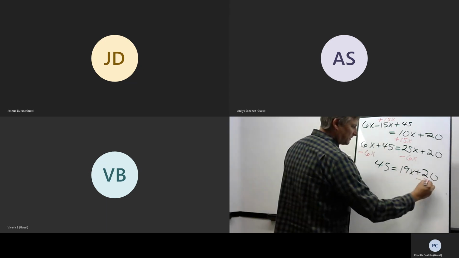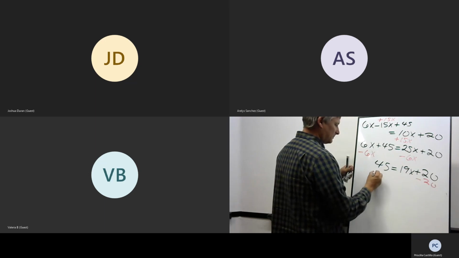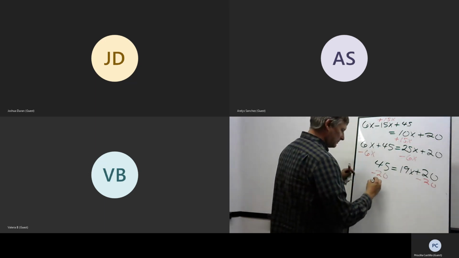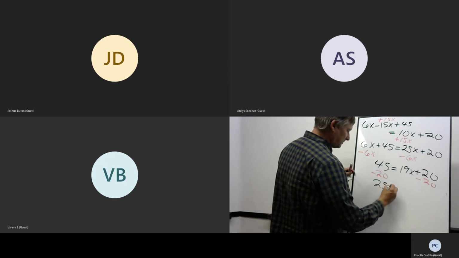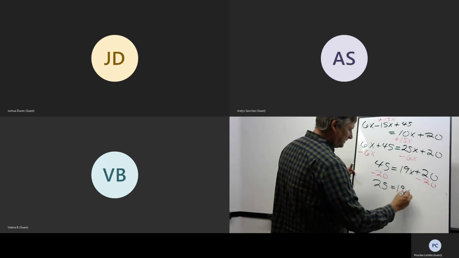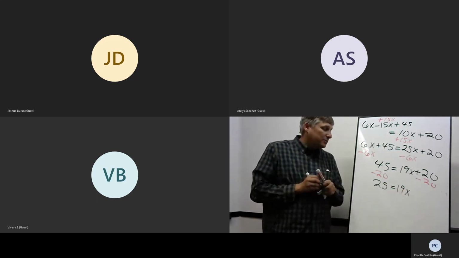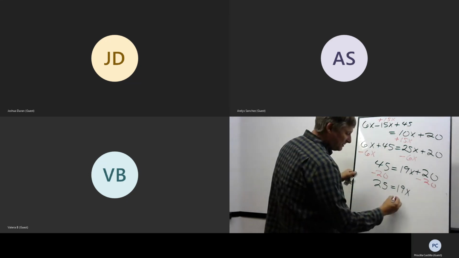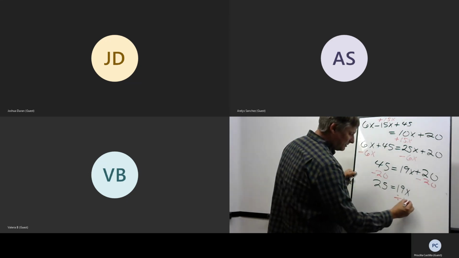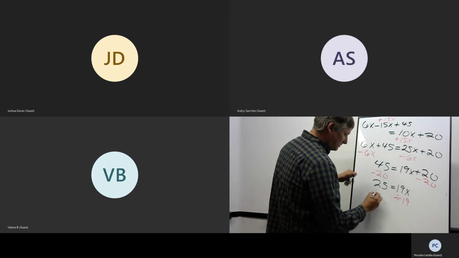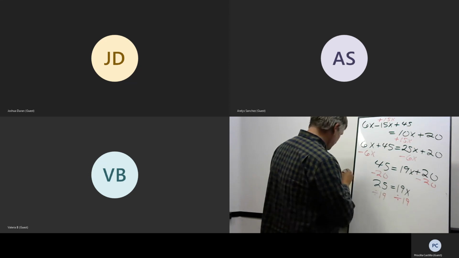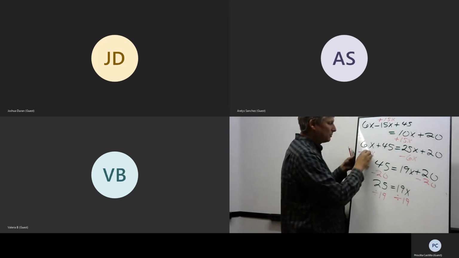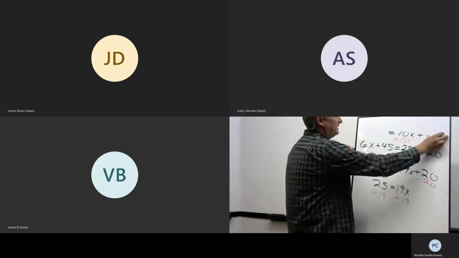Move the 20 over. And then lastly, again, we're going to undo the multiplication, divide by 19. And 19 is not divisible. I'm sorry, 25 is not divisible by 19.